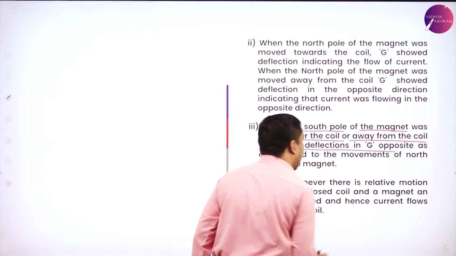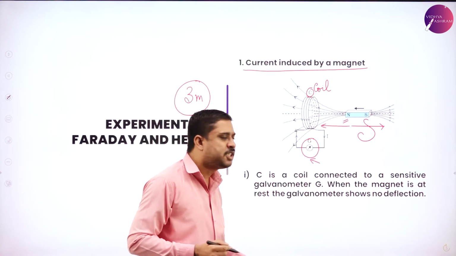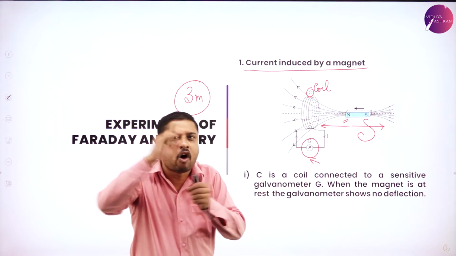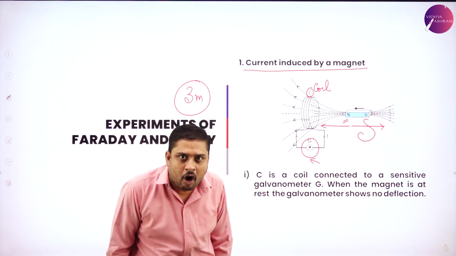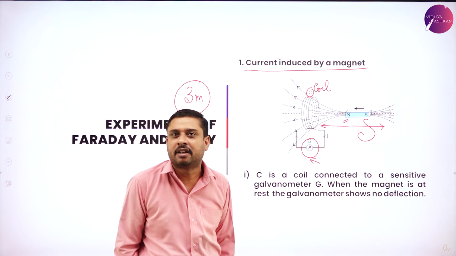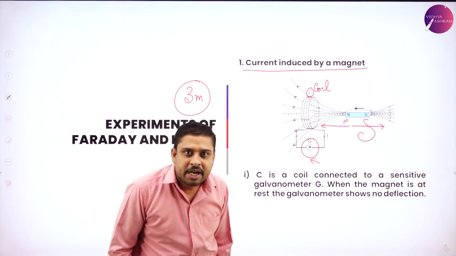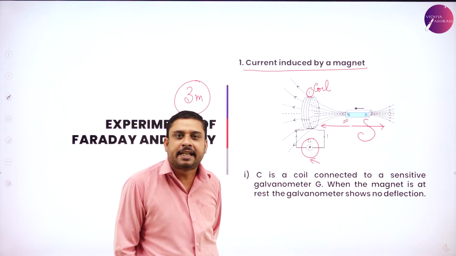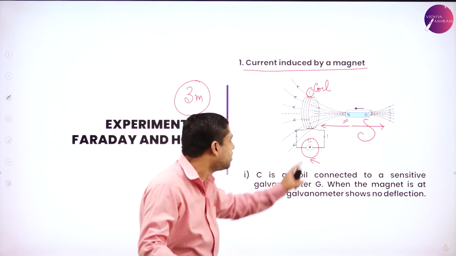There were deflections in the galvanometer opposite to the directions of the north pole, which means to say either you move the north pole towards or away from the coil, or south pole towards or away from the coil, the magnetic field lines disturb the magnetic flux here, changing the magnetic flux, and hence EMF and current is induced, demonstrating a beautiful phenomenon of electromagnetic induction.